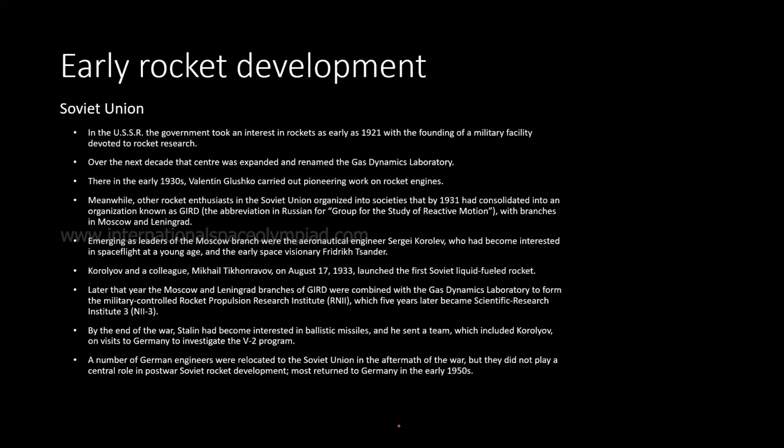Now, in the Soviet Union, the government took an interest in rockets as early as 1921 with the founding of a military facility devoted to rocket research. Again, this is happening in a military facility. Over the next decade, the center was expanded and renamed the Gas Dynamics Laboratory, or GDL. There in the early 1930s, Valentin Glushko carried out pioneering work on rocket engines.